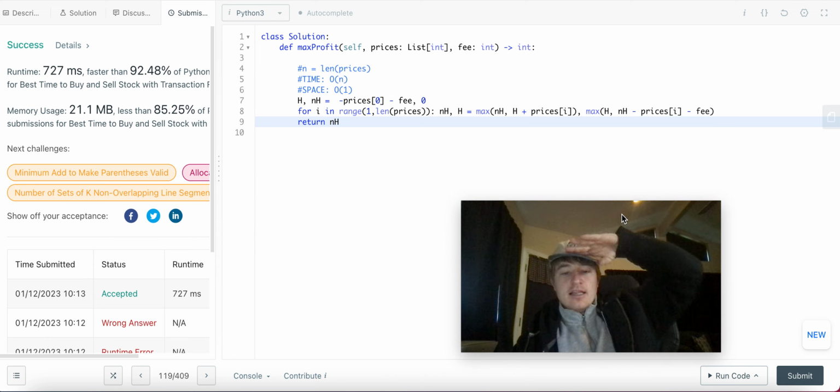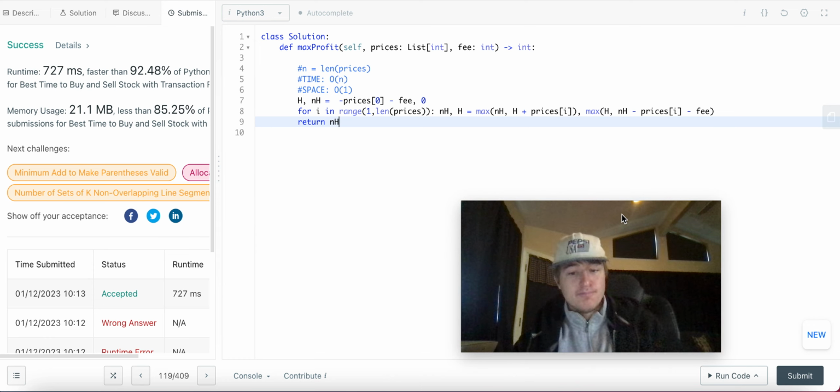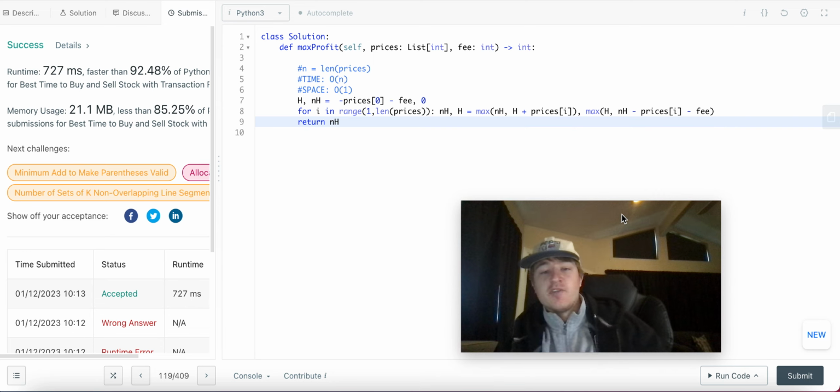All right, guys, that's it. It's a pretty cool problem, pretty difficult, but pretty fun if you think of it as a graph.